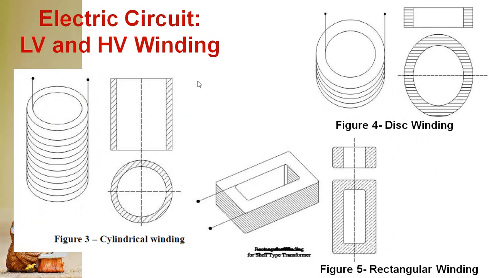And the other major equipment is the LV and HV winding. We already know that a core type transformer has cylindrical windings or else disc windings, whereas a shell type transformer consists of rectangular windings. That is a sandwich type of winding. See here, you can see a cylindrical winding, it is a cylinder. This is actually the cylindrical winding.